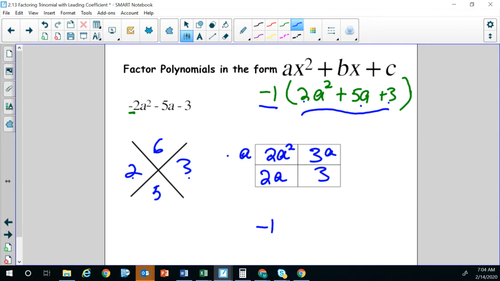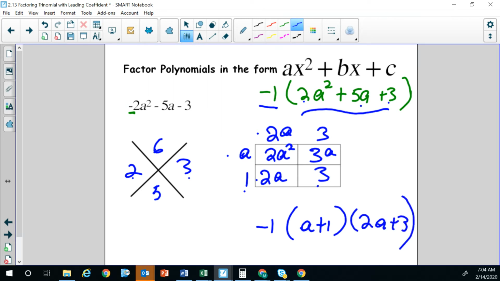For the first column, my common term is going to be 2a, because 2 is the highest factor between 2 and 2, and for a squared and a, my highest factor is a. So I must ask myself now, what times 2a gives me 2a? And that is 1. So what times 1 gives me 3? And that is 3. All right, so my factors are a plus 1 and 2a plus 3.